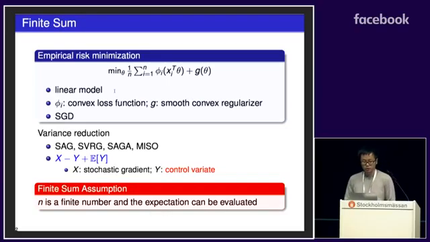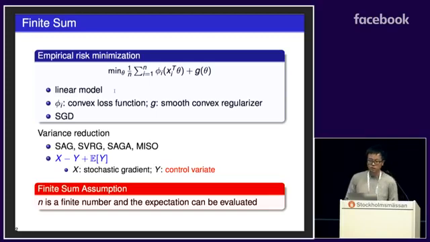So in machine learning, we are interested in minimizing empirical risk minimization problems, which is a sum over n loss functions with a regularizer G here. So we assume that the model actually has linear structures. And we assume that this phi here, the loss function, is a convex function. And G, the regularizer, is a smooth convex function, such as the L2 regularizer. And one very common optimizer to solve such problem is SGD, but it has very slow convergence.